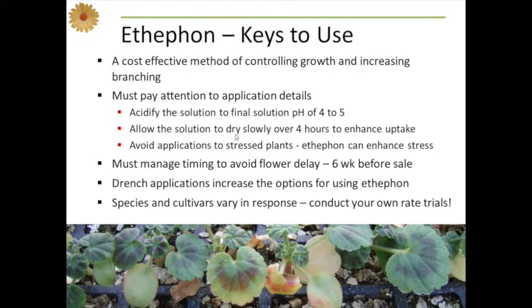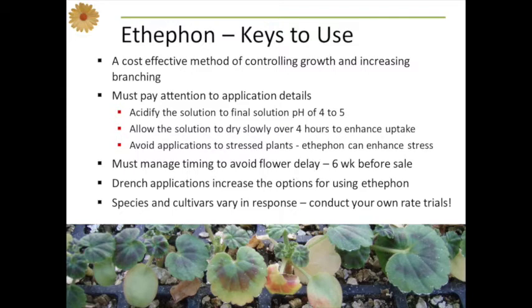As Brian said, this is one where you're going to want to let that solution dry slowly over 4 hours or so to enhance the uptake. Definitely avoid applications to stressed plants. This is some seed geraniums treated with Ethephon. It just exacerbates the stress. You don't want to do that.